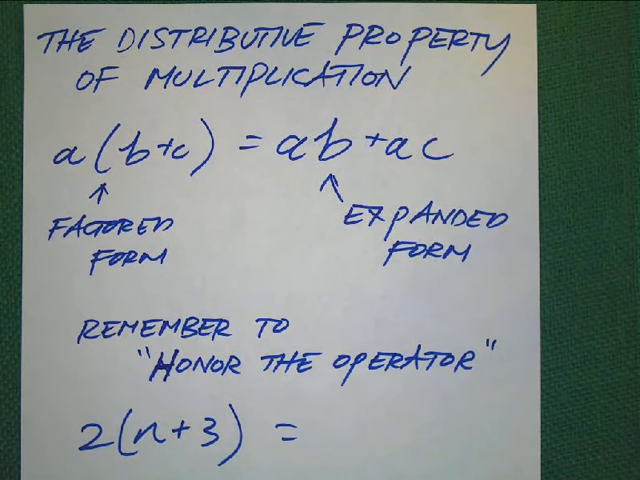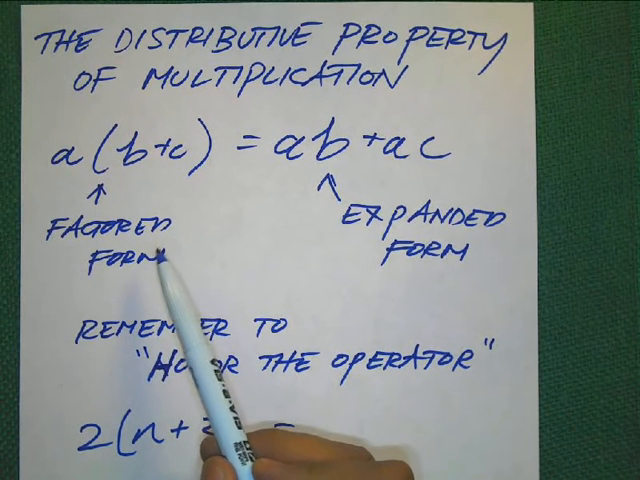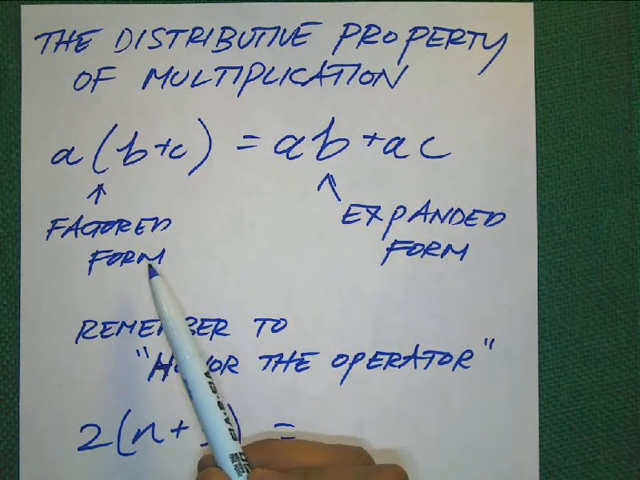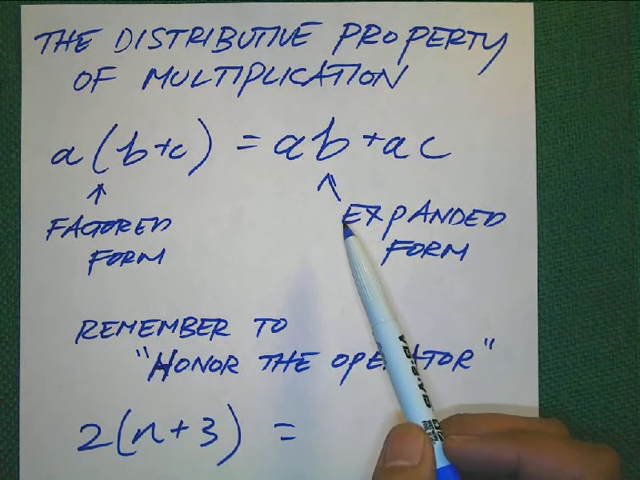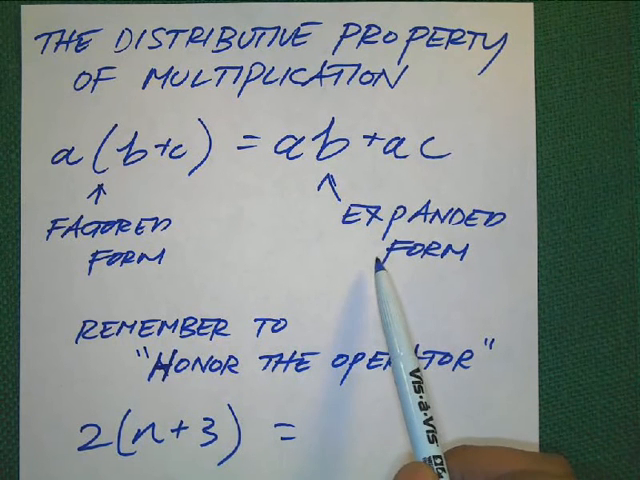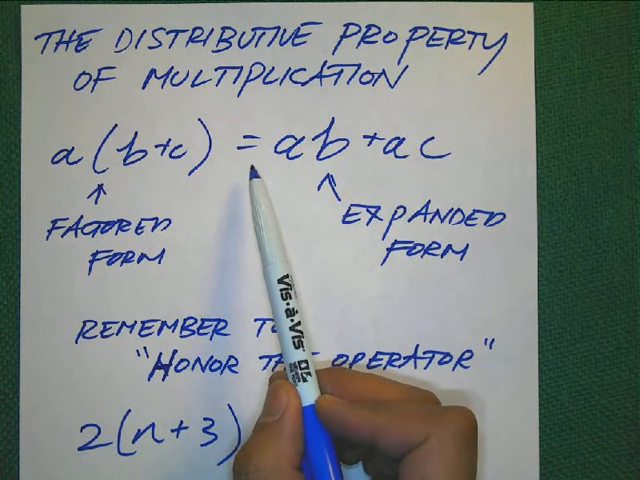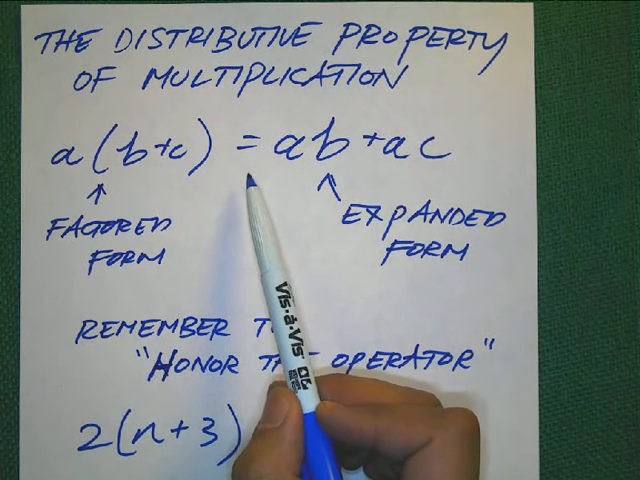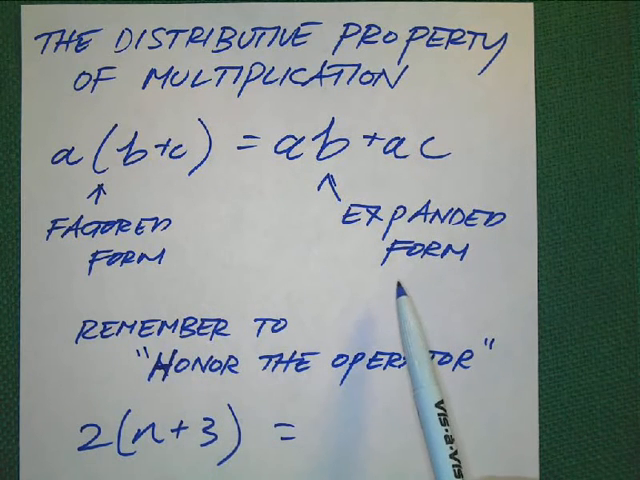So basically how this works is you're given an algebraic expression in what we call factored form. You are going to expand this expression by using multiplication, and what do you know? It's called expanded form. The equal sign means that they are equivalent expressions. They are the same quantity. However, they just look different.